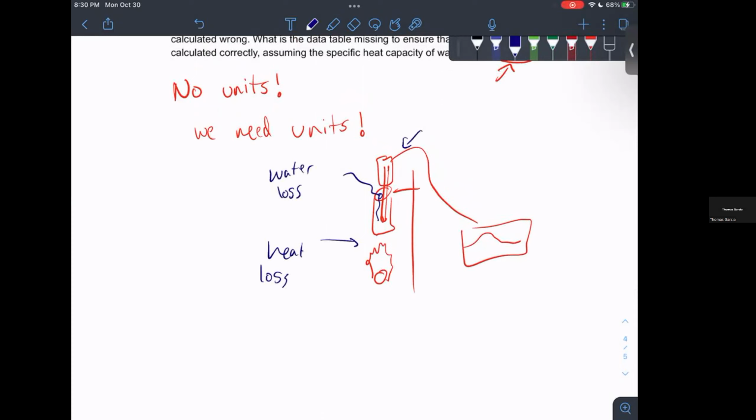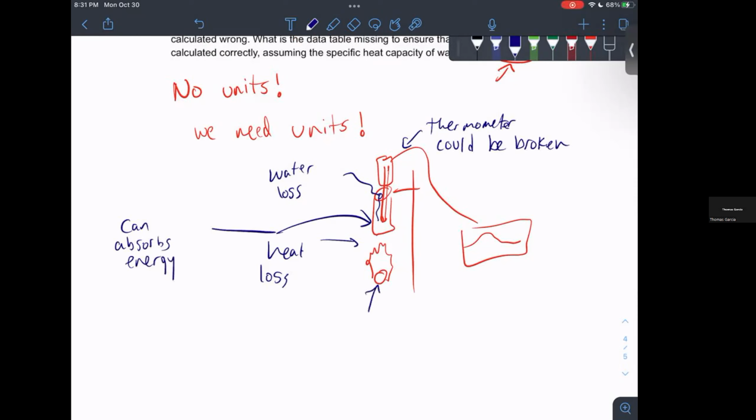Our thermometer could have been broken. We don't know. Thermometer could be broken. We didn't test to make sure it was correct. We didn't test it with another control. The can absorbs energy. We know that's true. We could even have incomplete combustion, where not all the chemical energy turns into food energy. These are all sources of error of our experiment.